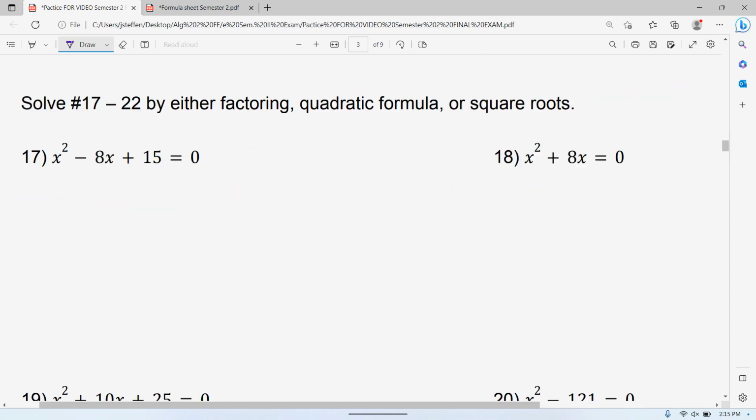Number 17 and 18, all this was either factoring, quadratic formula, or square roots. Now, I will tell you ahead of time, you don't have to use a quadratic formula on any of these because remember, the quadratic formula works on all of them. Factoring only works on the ones that you can factor. So on the test and on here, you can factor almost all these. I guess this one, yeah, that's solved with greatest common factor. So yeah, you can factor all of these. And I'll talk to you guys about that once we get there.